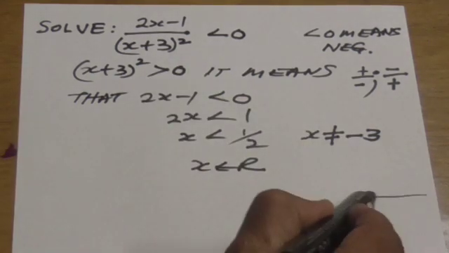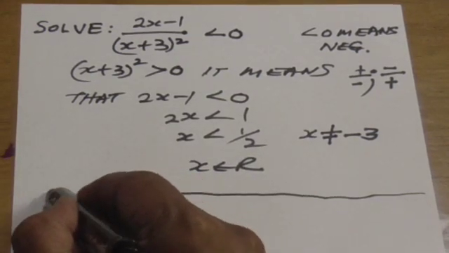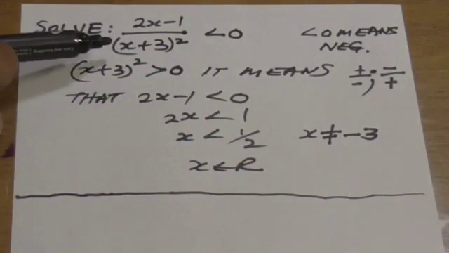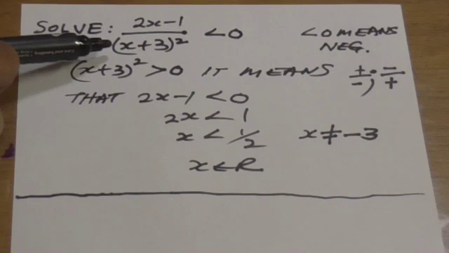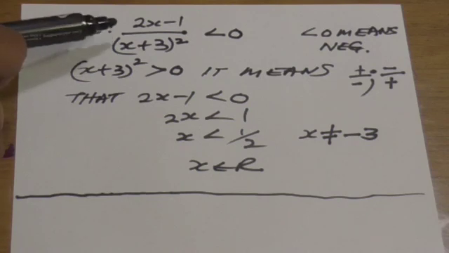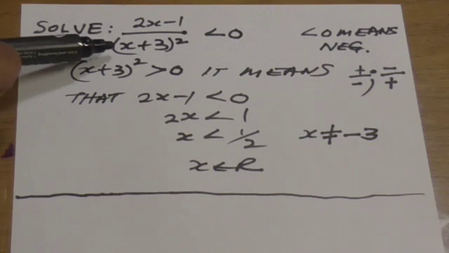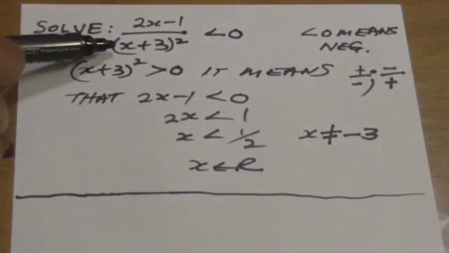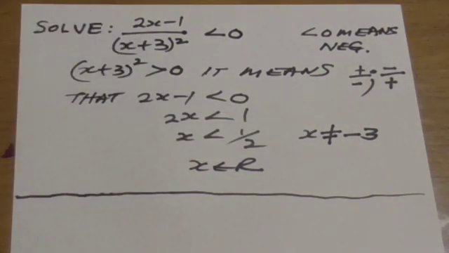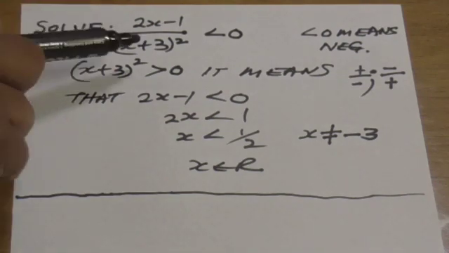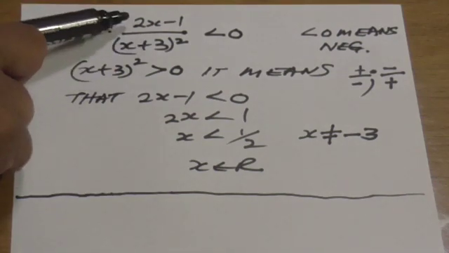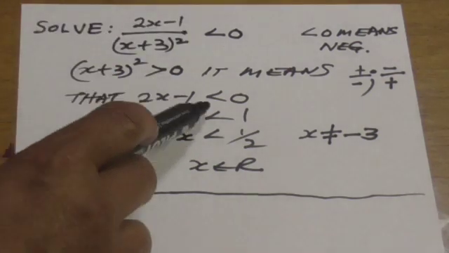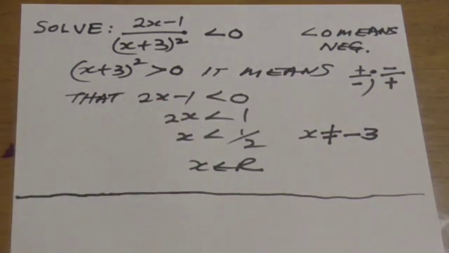So this was a little example where you had to use a little bit of logic. X plus 3 all squared can be 0 or positive, but it can't be 0 because it's in the denominator. So what is the restriction? The restriction is x must not be equal to minus 3, because minus 3 plus 3 will make this 0. If this is positive, then that has to be negative for the whole thing to be negative. Therefore, 2x minus 1 is less than 0, and it is solved like that.